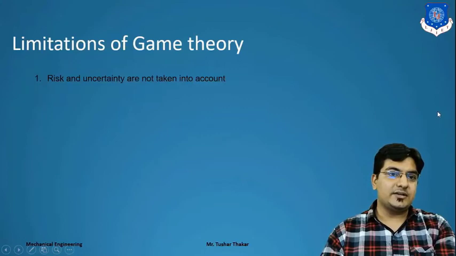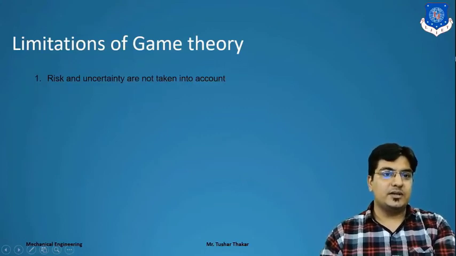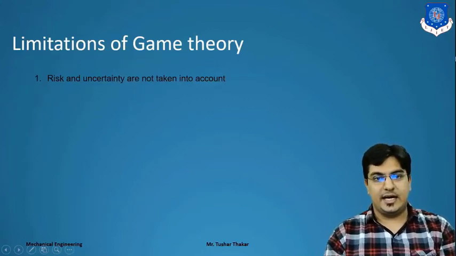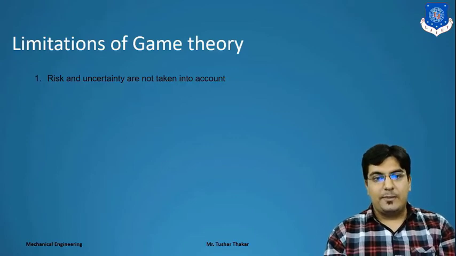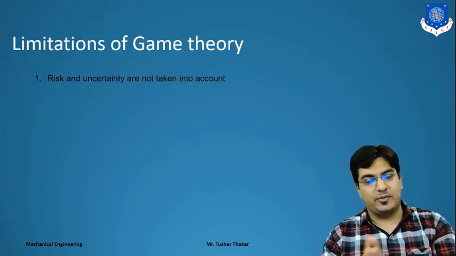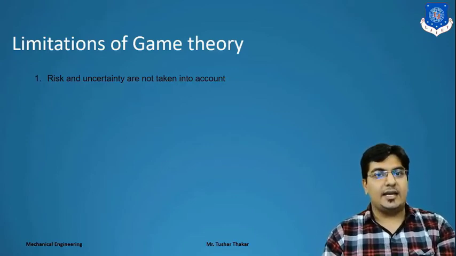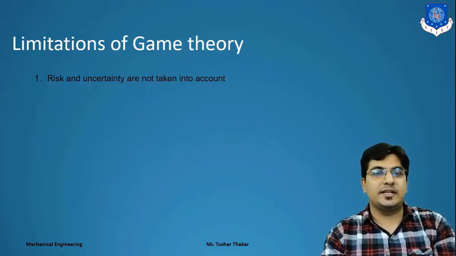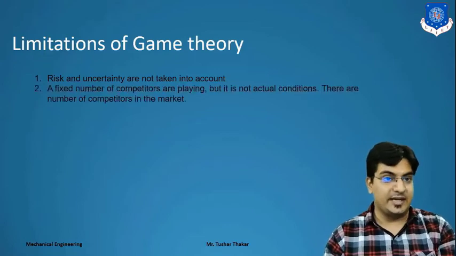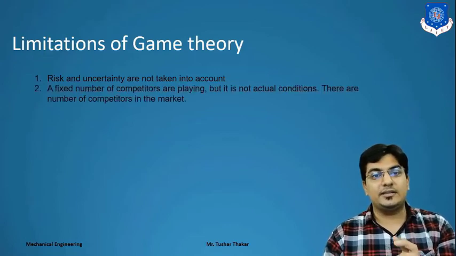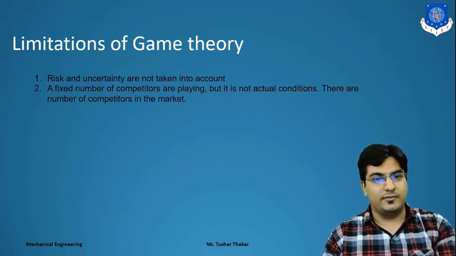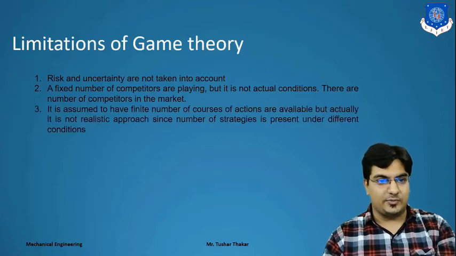The first limitation of game theory is that risk and uncertainty are not taken into account. Game theory is one type of decision making theory, and in decision making there are three types: certainty, uncertainty and risk. Risk and uncertainty are not considered, that is the main limitation. Second limitation is there is only a fixed number of competitors. Here we consider a 2 by 2 matrix, meaning 2 competitors, but in a real market that is not possible.